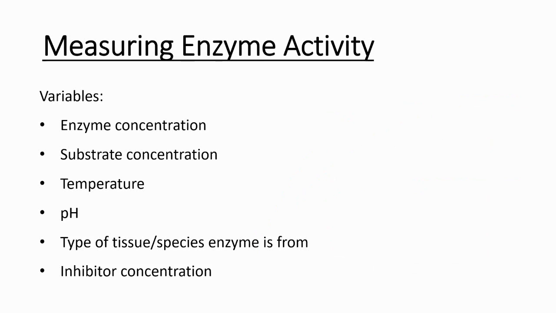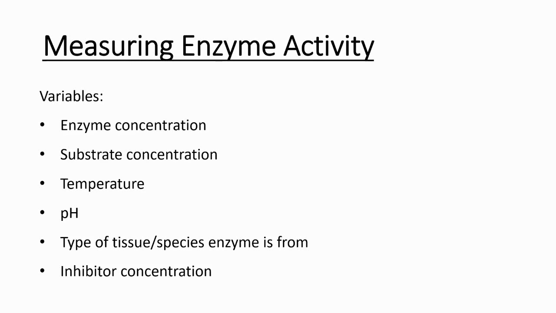Okay, so we've looked at some graphs about enzyme rate. How do we go about measuring the enzyme activity? Well, it's important to understand the variables that can affect enzyme activity. They are enzyme concentration. Now, the concentration of enzyme gives an indication of the maximum rate. The higher the enzyme concentration, the more active sites available, so the higher the maximum rate that we can achieve.